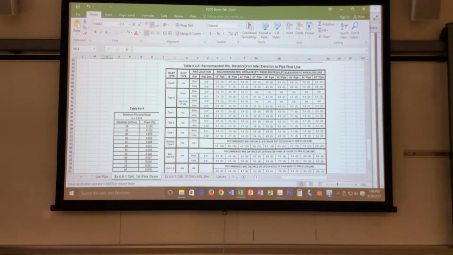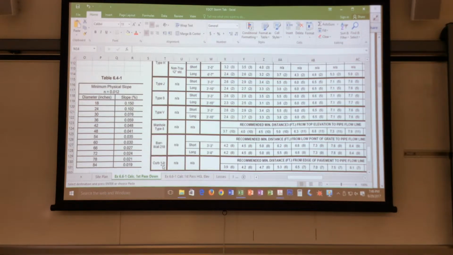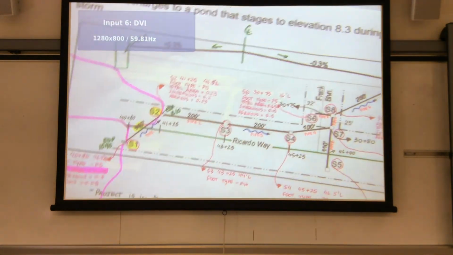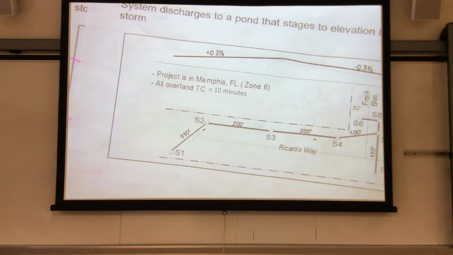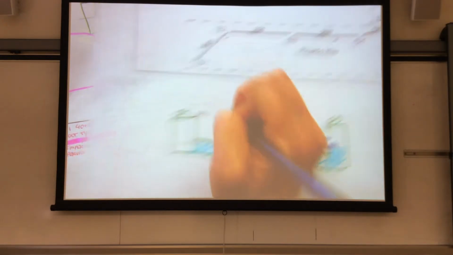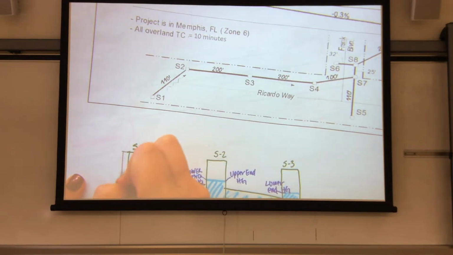It is the recommended distance from inlet to pipe flow line. So if I come down here, it says curb 1 through 9, so it's going to fall into this section here. So the 18-inch pipe has a recommended 4.2. Let's draw a picture of what that really means. If this is my inlet here and it's at 10.90, it's saying that from here to here has a minimum of 4.2 feet.